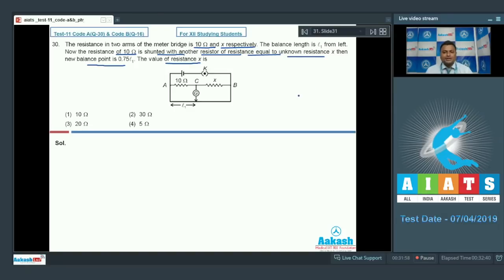Now this is the condition of Wheatstone bridge. So if here the L1 is balance length, so we can write 10 by L1 must be equal to X by 100 minus L1, and therefore we will get, cross multiply, 1000 minus 10 L1 equals X L1, and therefore 10 L1 plus X L1 equals 1000. Let us write it as equation number 1.